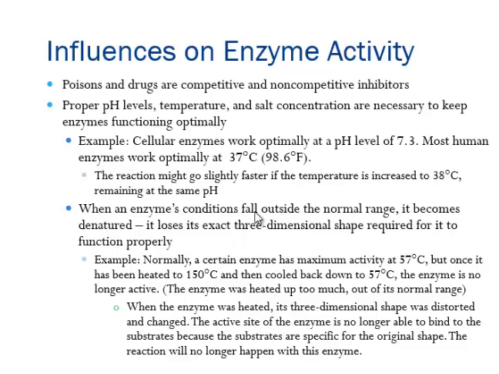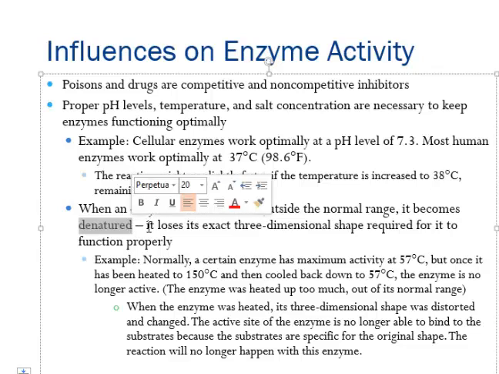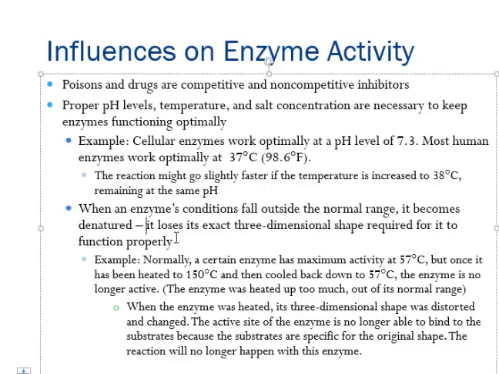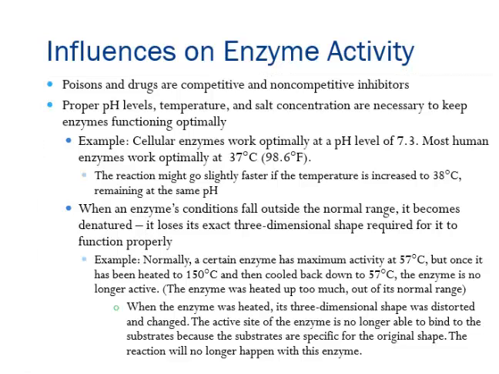And in essence, when the enzyme's conditions are outside the normal range, they become denatured. Sorry if I'm pronouncing that wrong. But anyway, they become a little bit off-kilter in terms of their shape, and they don't work as well. For example, when an enzyme normally has a maximum activity at 57, but once it's heated to 150 and back down to 57, it still might not work, because if it's heated up too much, it could be distorted.